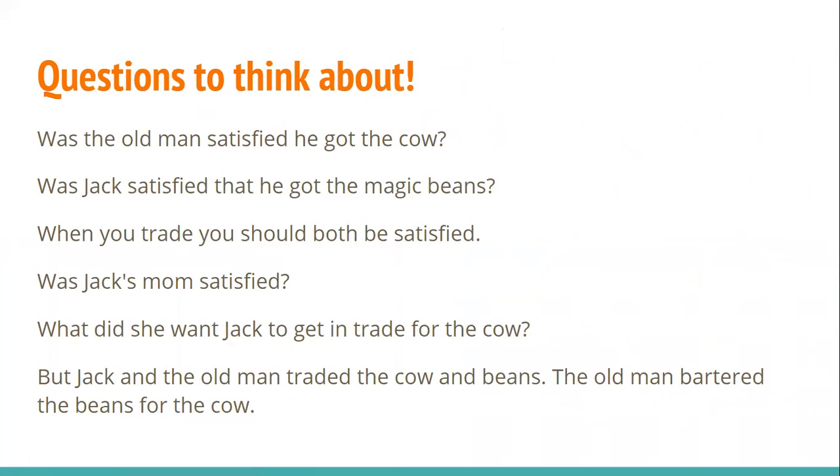What did she want Jack to get in trade for the cow? What do you think? She wanted him to get money to be able to pay for food. But Jack and the old man traded the cow and beans. The old man bartered the beans for the cow. I'll ask more questions at the end of this video. You'll be able to tell me a little bit more about what you think the trading was like.